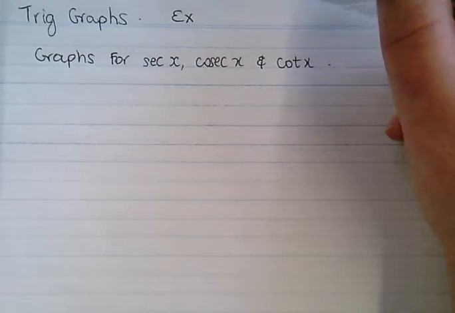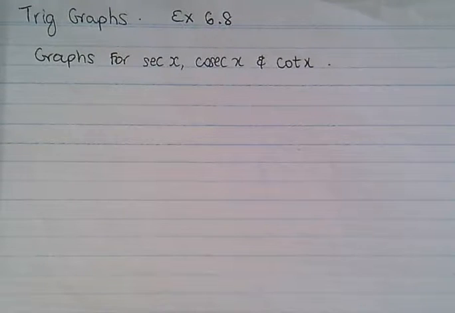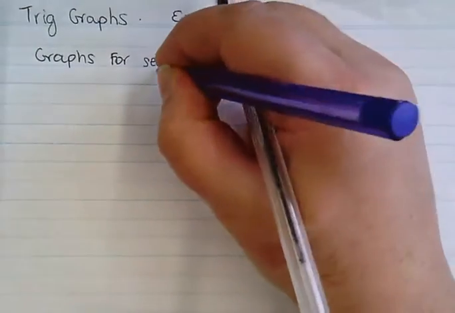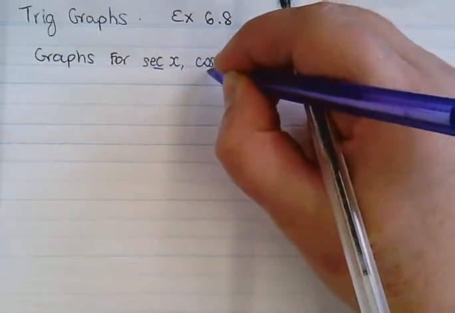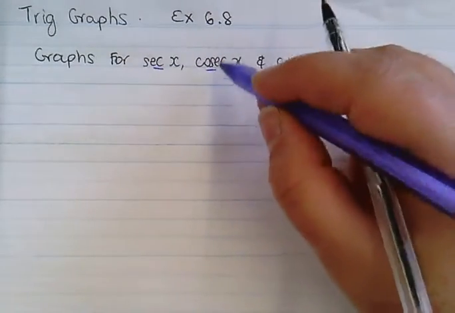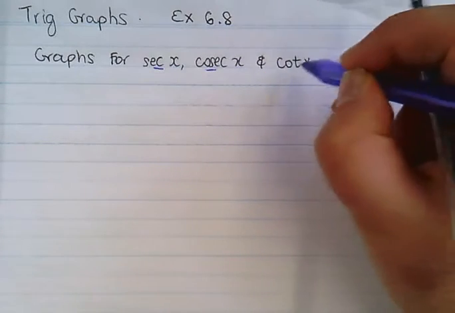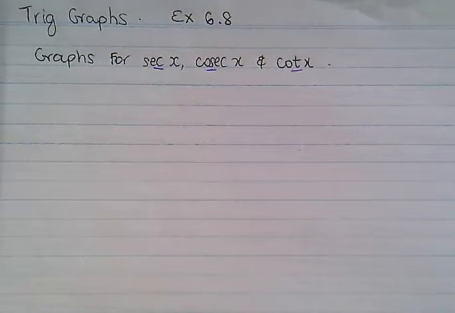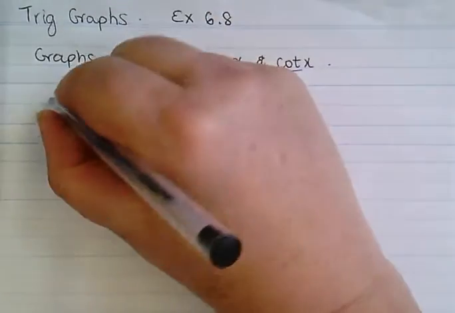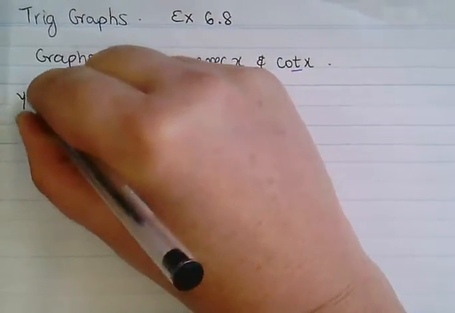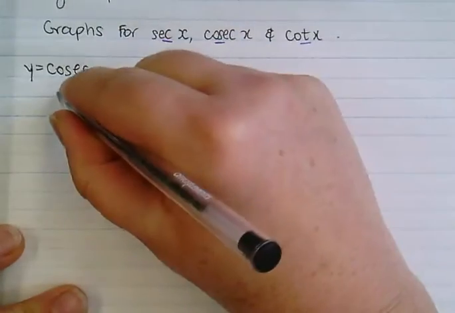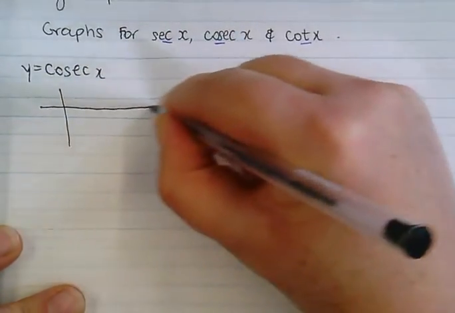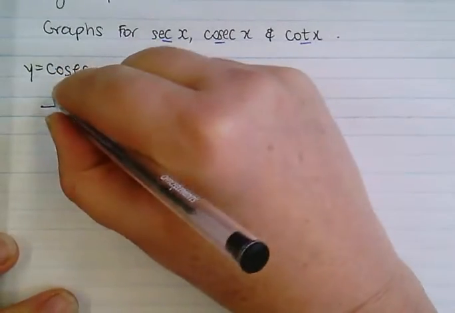Exercise 6 point. So we're looking at graphs for sec x, cosec x, and cot x. Remember, sec is the reciprocal or inverse of the cos graph. Cosec is the reciprocal of the sine graph, and cot is the reciprocal of the tan graph. We'll start with cosec x. So y equals cosec x. I'm just going to do a quick table of values, and then we will draw the graph.